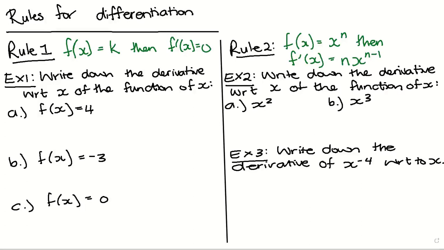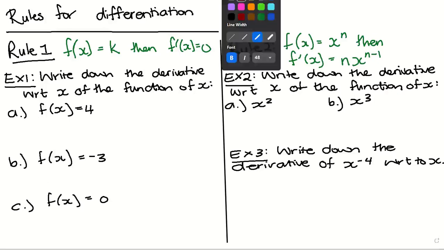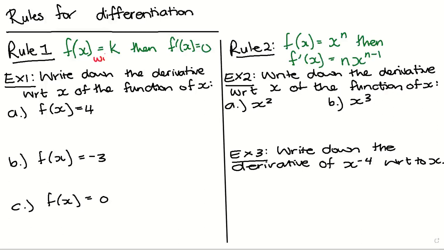And the first rule says that if we've got a function and it equals a constant, remember, a constant is something that does not have a variable. Do you see there's no variable? There is no x in this function. Okay, so what is that answer going to be if we're finding the derivative of it?